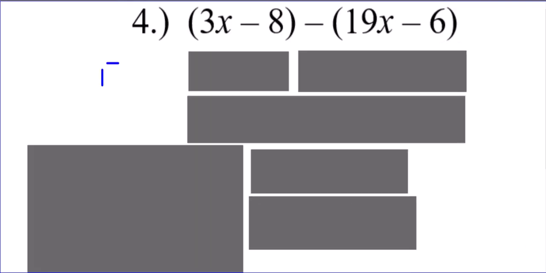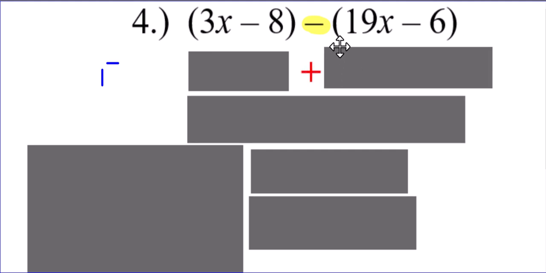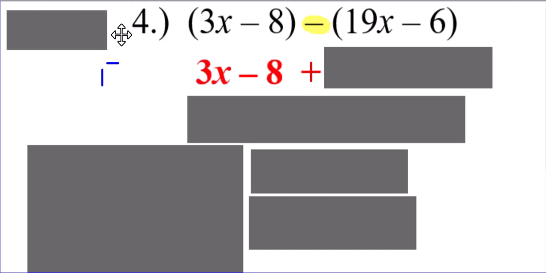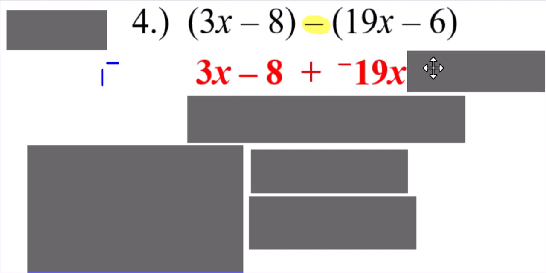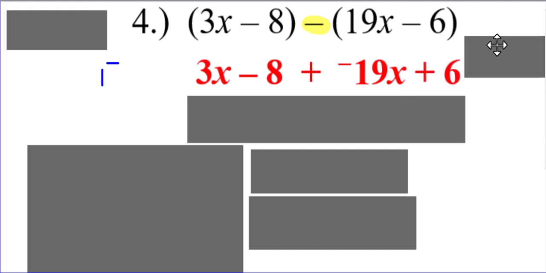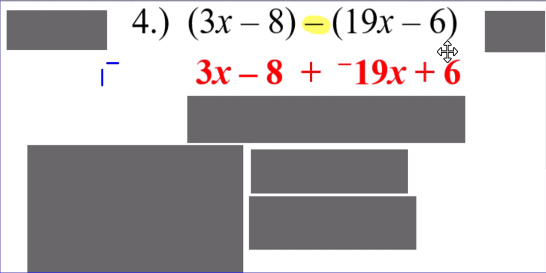Okay, let's do number 4 together. What do we have in between? We have subtraction. So, subtraction needs to be made adding the additive inverse. Will the first expression become its additive inverse? No, the first expression will stay the same. Will the second expression become its additive inverse? Yes, because we're making subtraction, adding the additive inverse. So 19x will become negative 19x. Minus 6 will become adding 6.